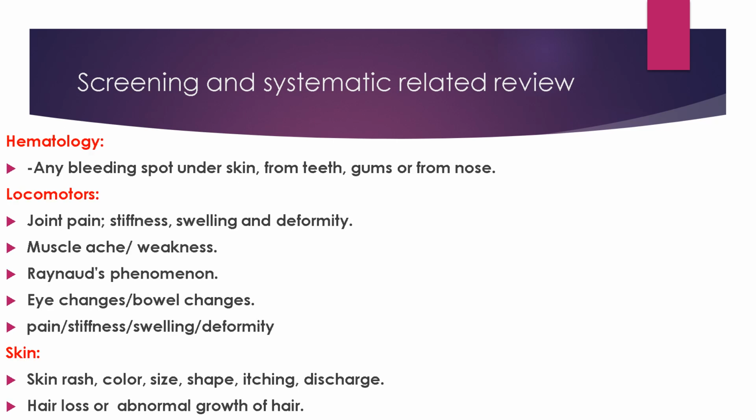For the hematology, you can ask about any bleeding spot under the skin from the teeth, gums, or from the nose, any recurrent infection, and so on. For the locomotor system or the rheumatology, ask about the joint pain, stiffness, swelling, and deformity, muscle aches and weakness, Raynaud's phenomena, eye changes and bowel changes. For the skin, you have to ask about the skin rash, color, size, shape, itching, discharge, hair loss, or abnormal growth of hair.